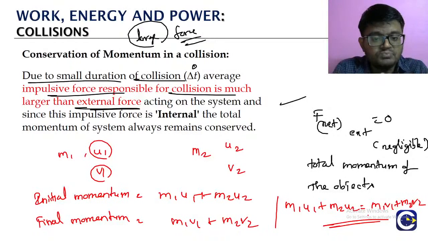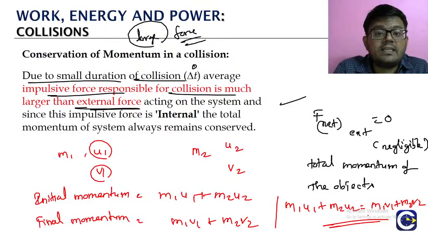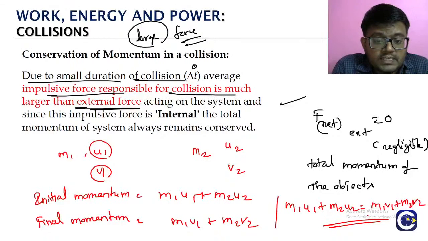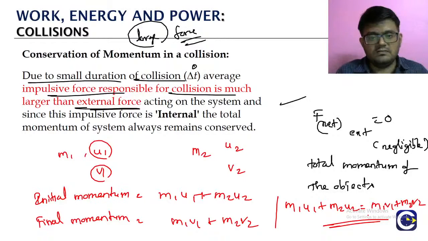The thing is, why are we able to neglect the effect of the external forces? The conservation of momentum concept is used when the net external force acting on the system is 0. But we use the conservation of momentum principle here because during the collision time, the impulsive force or that interactive force will have a very large value. So we can neglect the external force or impact. But the impulsive force or that interacting force is internal.